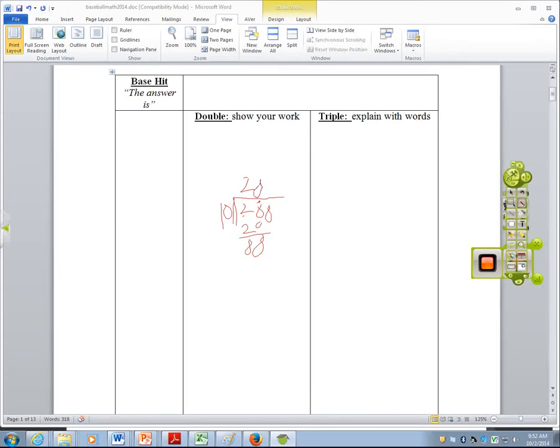Okay, so 88. 10 goes into it 8 times, so that equals 80. That leaves 8. So the answer is 28 with a remainder of 8, if I did it right. Okay, so let's start explaining where did you get the numbers and why?